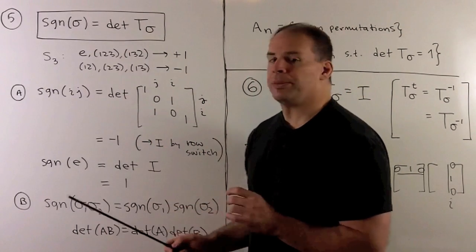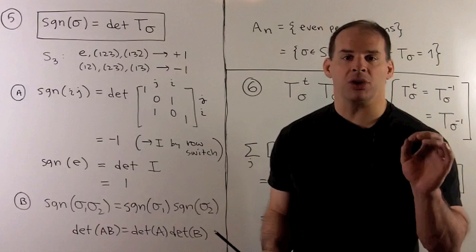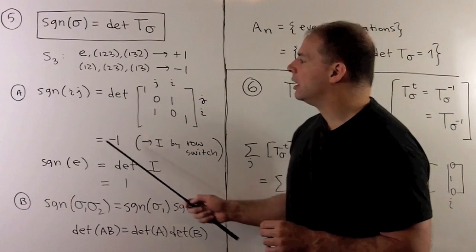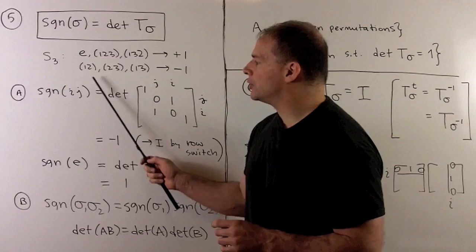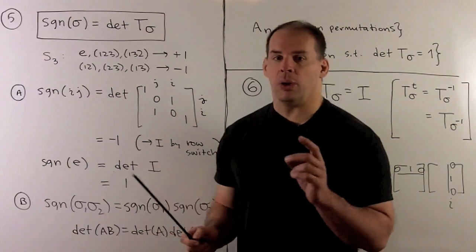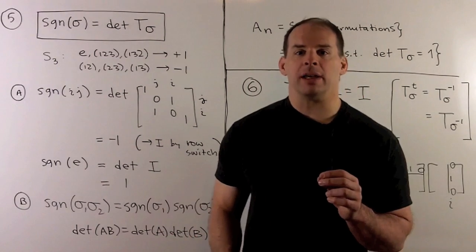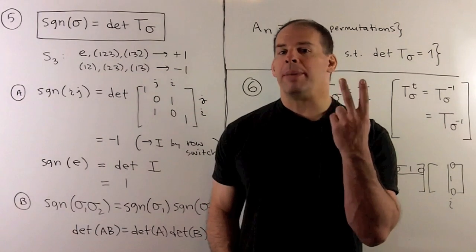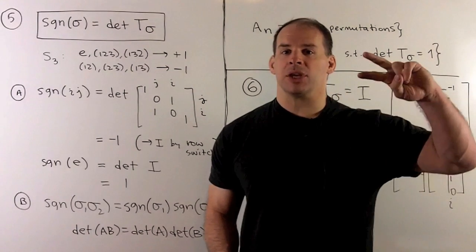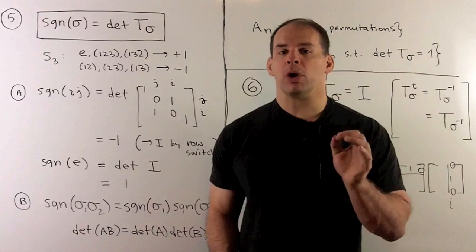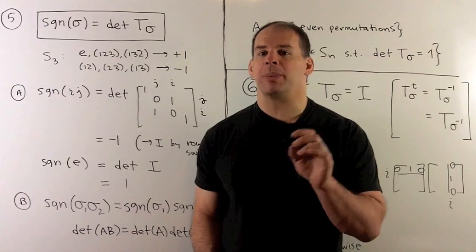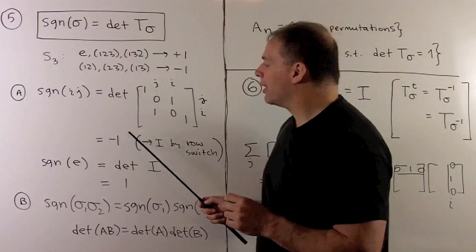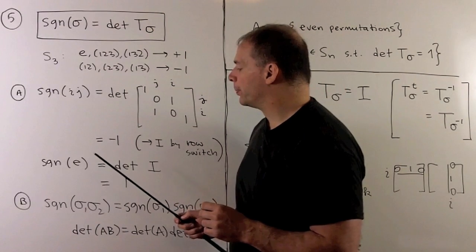Sign of the identity is equal to the determinant of the identity matrix, which is equal to 1, so that holds. If we take the sign of a 2-cycle, what are we doing? For the matrix, we're going to take the identity matrix and switch 2 columns. Now we can get back to the identity matrix by doing a single row switch. So we multiply the determinant of the identity matrix by a minus 1. That's going to be minus 1, so that holds also.